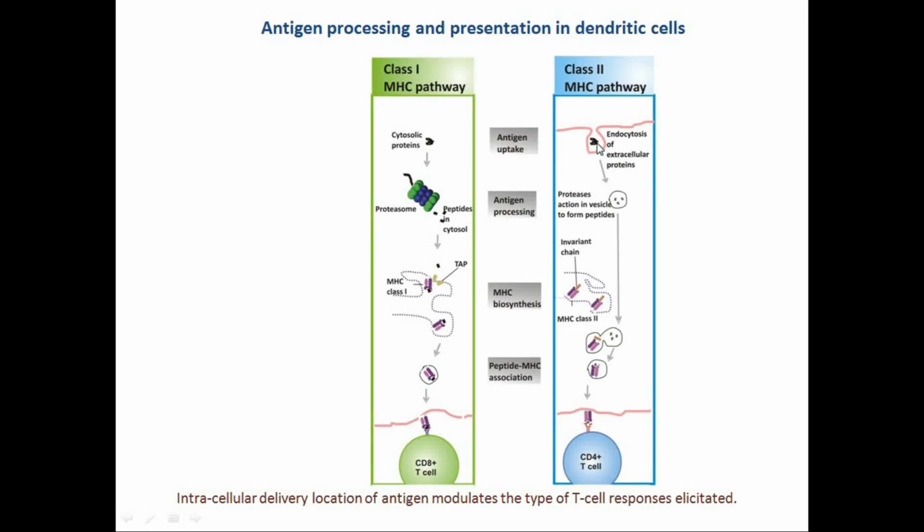So when your antigens are present in the form of vesicles, they are going to be processed by the proteases and then loaded onto the MHC complex present in the endoplasmic reticulum, and then transported to the cell surface of your antigen presenting cells, which leads to the activation of your helper T cells. So what this slide tells us is that based upon the intracellular delivery location, the type of T cell response is going to be modified. So accordingly we can design a vaccine where you want your antigen to be present within the cell.